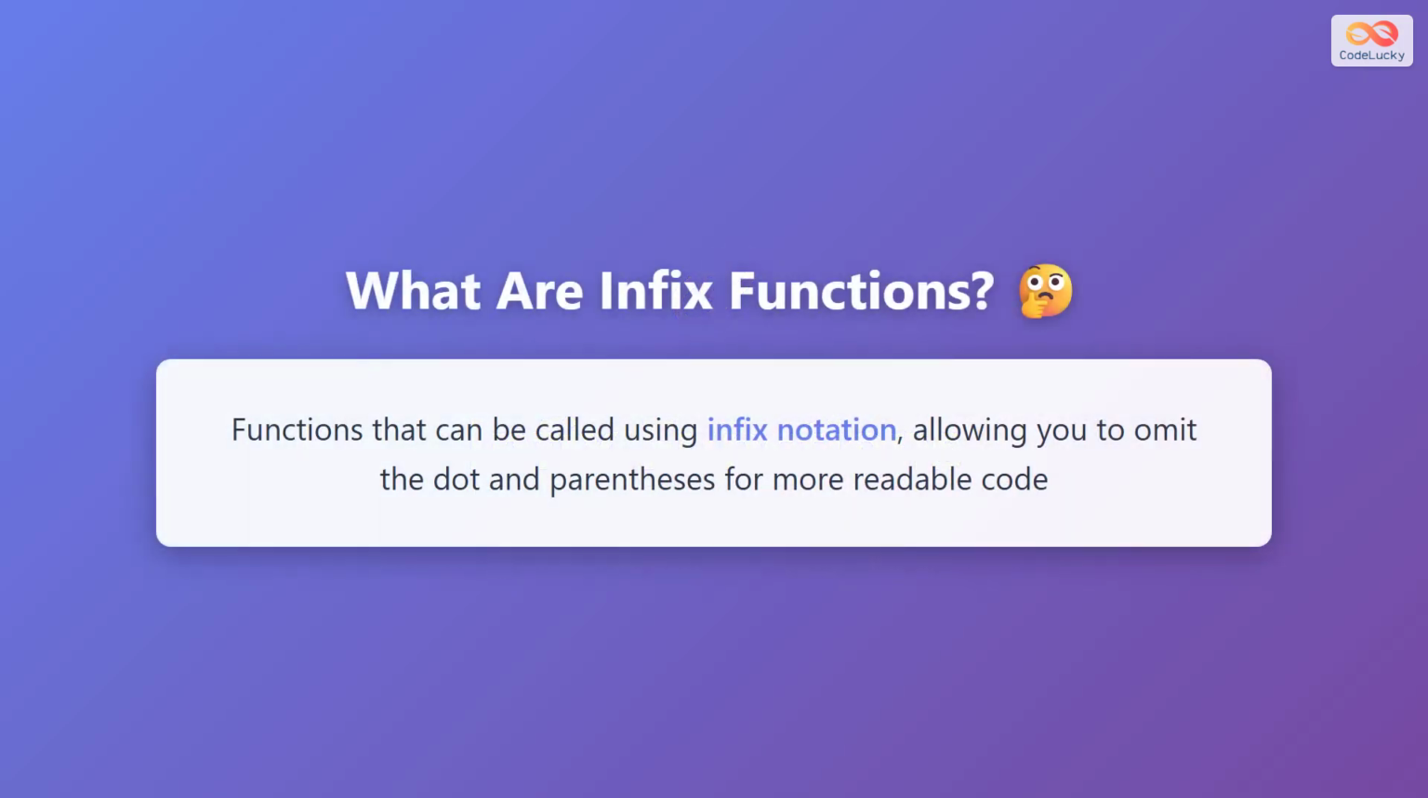Infix functions are special functions in Kotlin that can be called using infix notation. This means you can omit the dot and parentheses when calling these functions, making your code more readable and expressive. Instead of writing traditional function calls with dots and parentheses, infix notation allows you to write code that reads more like natural language, which is especially useful when creating domain-specific languages or fluent APIs.